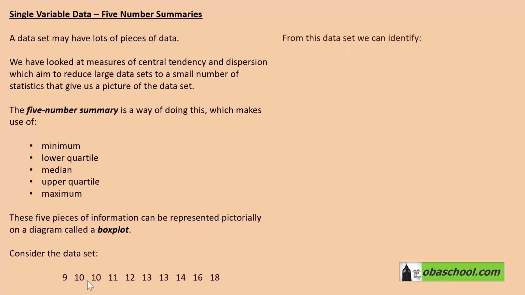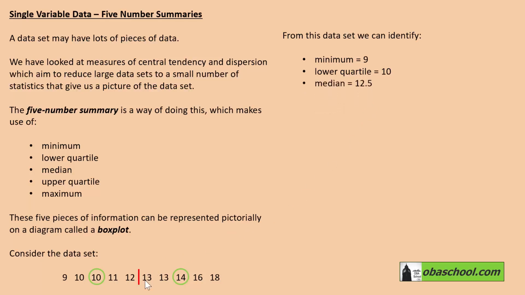Consider the data set listed here. From this data set we can identify the median, the lower quartile, and the upper quartile. If you can't remember how to do these, refer to earlier lessons. So we have a minimum of 9, a lower quartile of 10, a median of 12.5 because it's halfway between 12 and 13, an upper quartile of 14, and a maximum of 18.